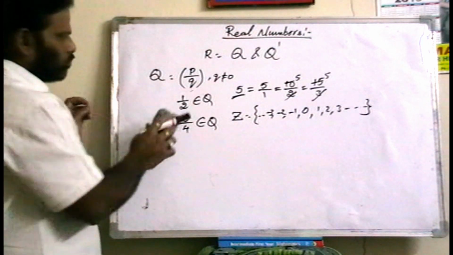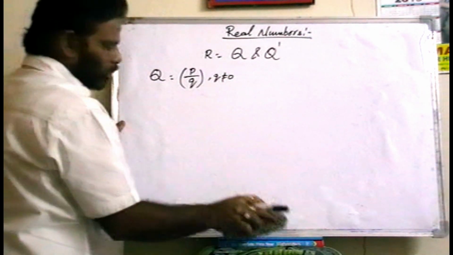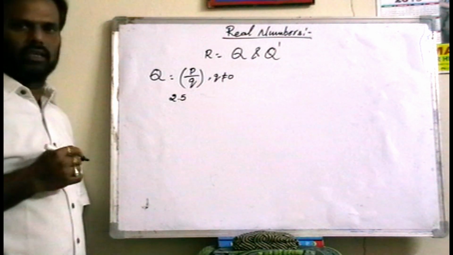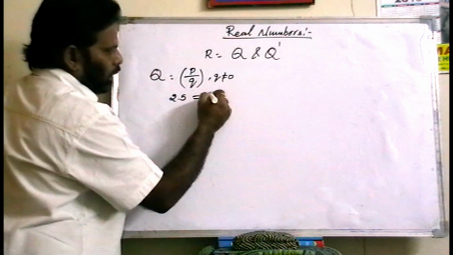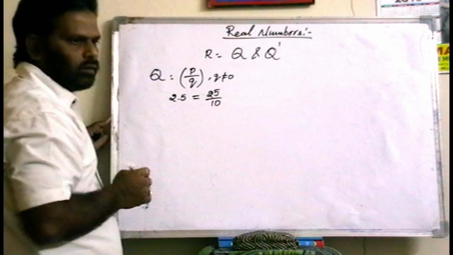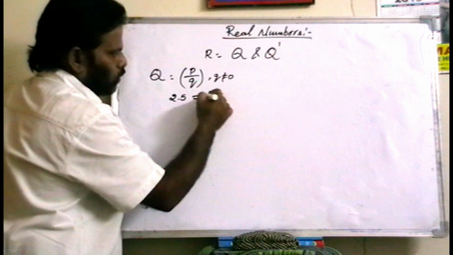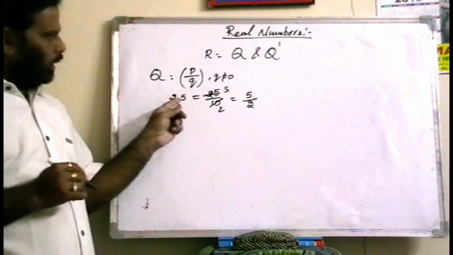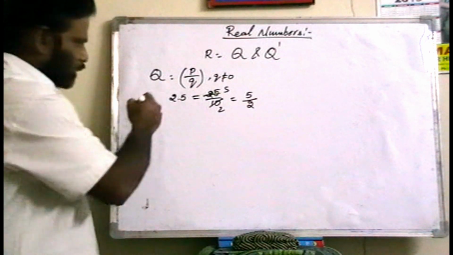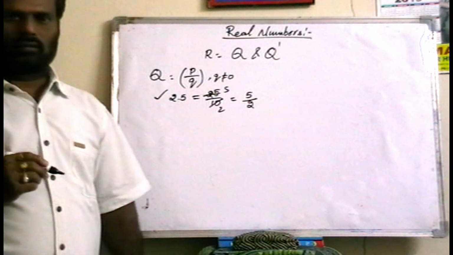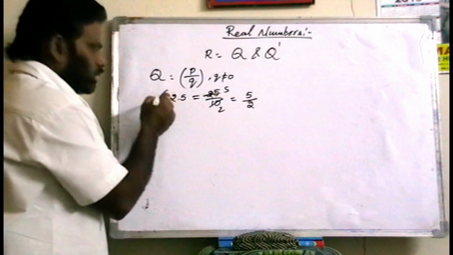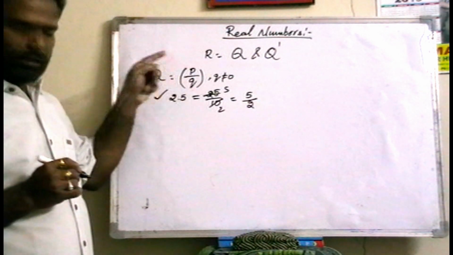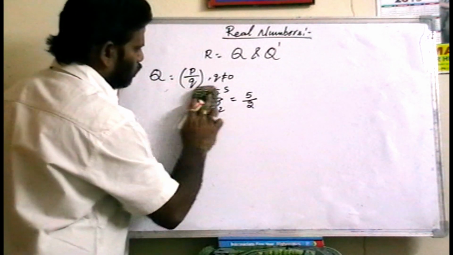Now next one, decimals. Suppose the decimal number 2.5. Is 2.5 rational or not? We can write 2.5 as 25 by 10, which is 5 by 2. So it is also in the form of p by q. So decimals are also rational numbers. Again, one more question: are all decimals rational or not?